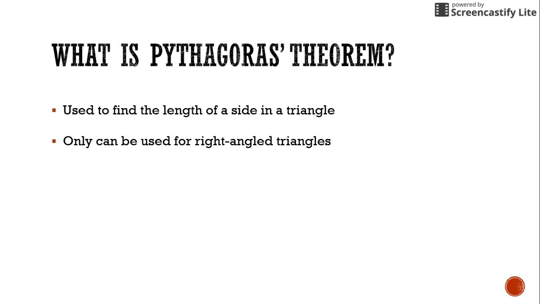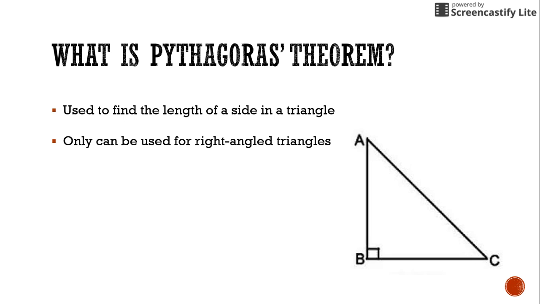So let's recap. What exactly is a right angle triangle? Well, a right angle triangle is a triangle with a right angle. One of the angles is a right angle. So there you have it. This is the only situation when a Pythagoras theorem can be used.